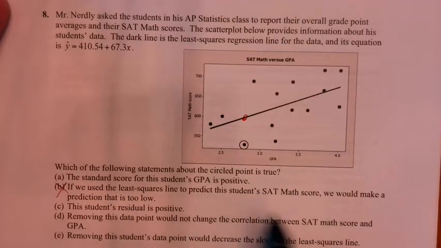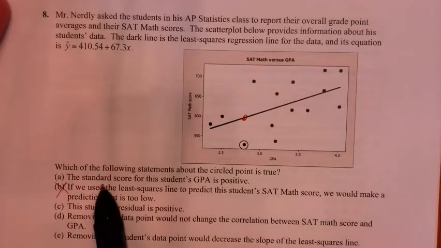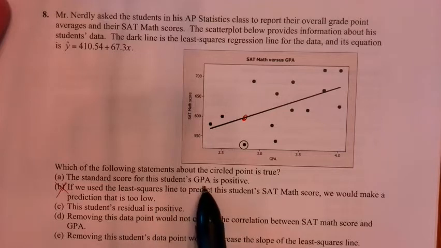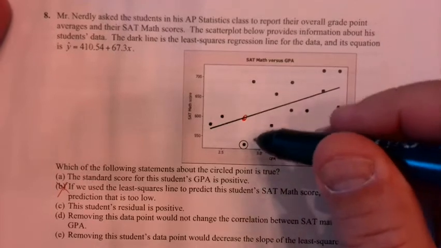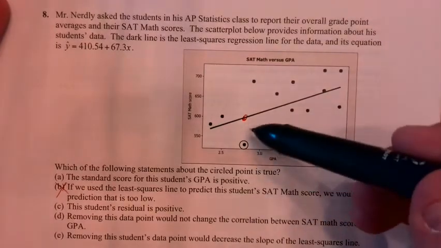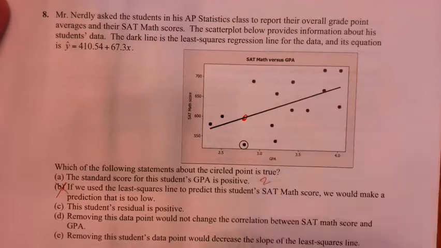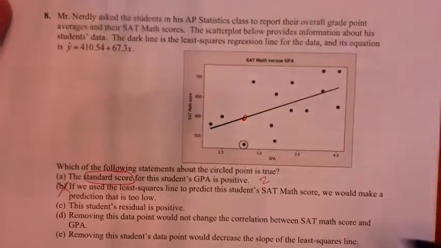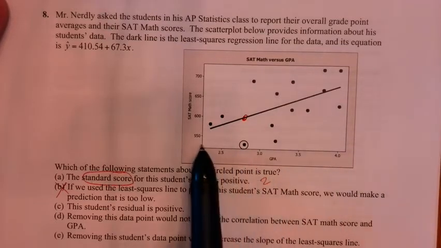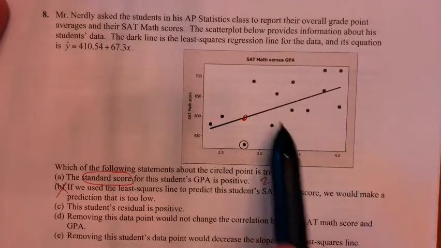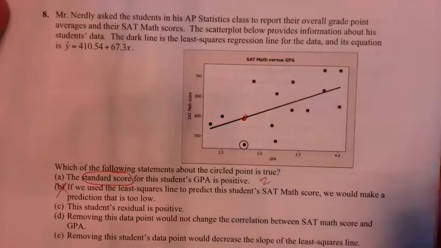The standard score for this student's GPA is positive. No, it's not. The standard score would be its z-score. That's what a standard score is. And I was thinking the standard score on here, this is obviously below the average, because the average is going to be up here closer to all these. Think about it.